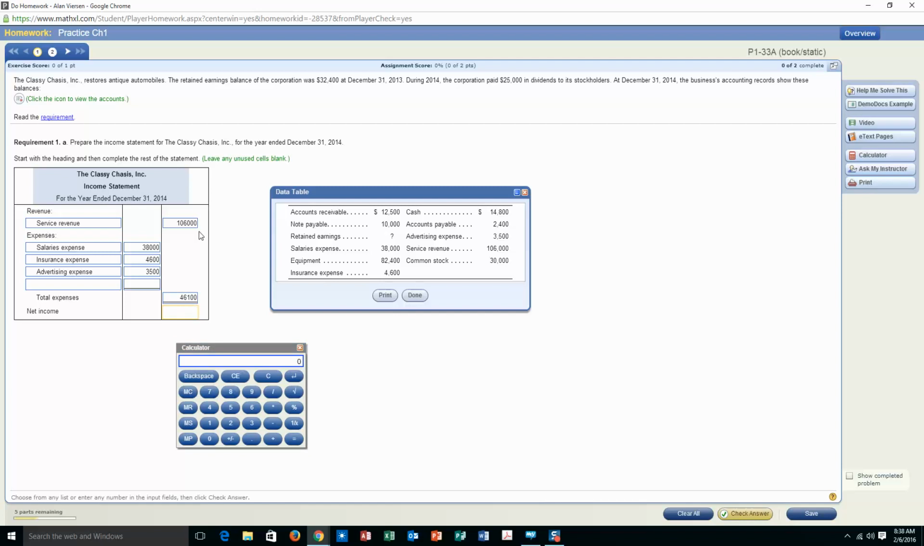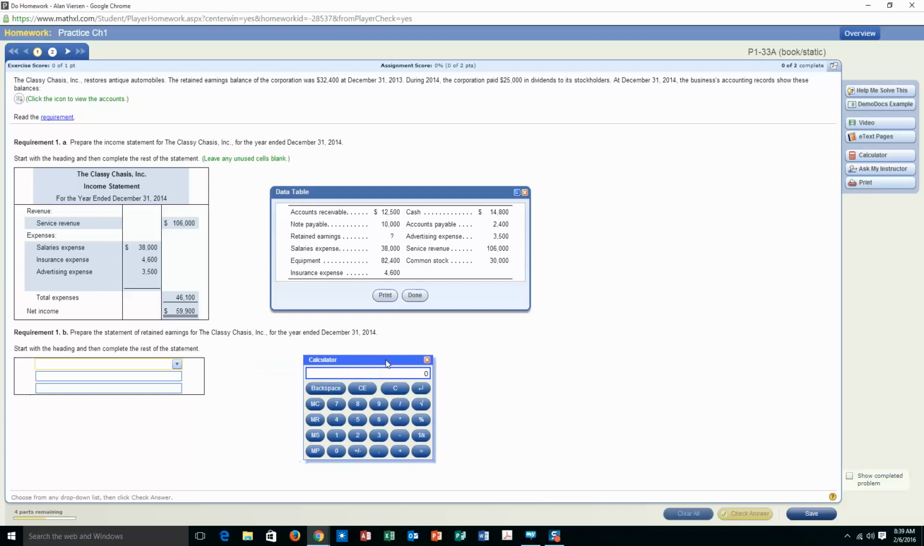Okay, so revenue minus expenses equals net income, $59,900. And I can check my answer, and I have my first financial statement done. The next statement is the statement of retained earnings. And again, we start by putting the name of the company, which statement it is, statement of retained earnings. Again, because it's for a period of time, it's for the year ended. Check my answer.